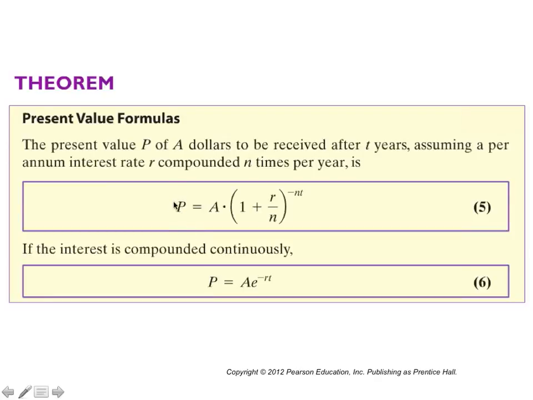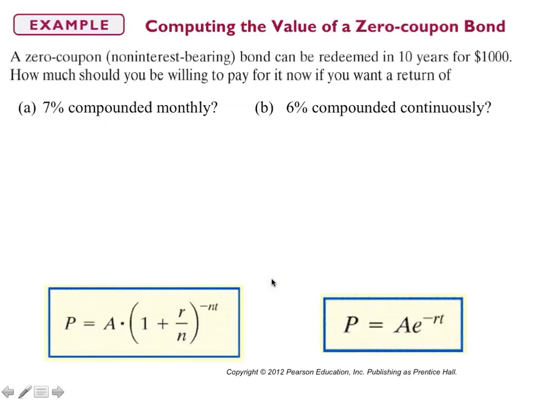So if we're trying to figure out how much do I invest now in order to have this future value, we're going to use this formula here, where we take A times 1 plus R over N, and then we raise it to the negative NT power. So it's very similar to the last one, except the A and the P are flip-flopped, and our power is now negative. And then if we're trying to find compounded continuously, this one also looks the same. A and P are flip-flopped, but then our power is going to be negative.